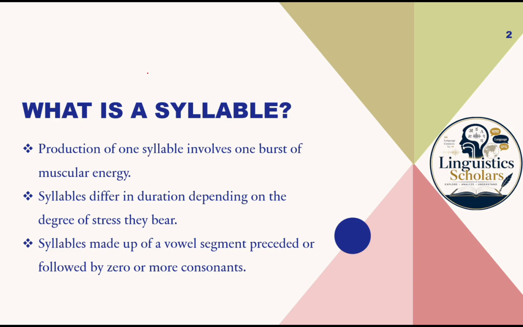We'll first try to understand what is a syllable. The production of one syllable involves one burst of muscular energy. For example, when I say laptop, it needs two bursts of muscular energy. It means that the word laptop has two syllables.